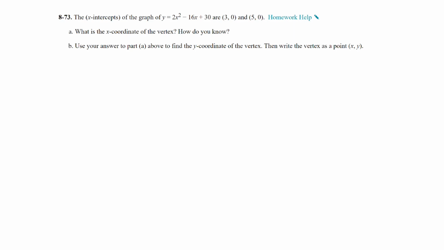The x-intercepts of the graph of y equals 2x squared minus 16x plus 30 are (3, 0) and (5, 0). What is the x-coordinate of the vertex, and how do you know? Well, if we're looking for the vertex and we have the intercepts, it should be the midpoint, or in the middle of those 2 points. So if you're at (3, 0) and at (5, 0), what's the middle point? Well, that would be at 4, something. You're 1 unit away from both of them. The other way that you can find the middle of two numbers is to add them up and divide by 2. So 8 divided by 2 would be 4.